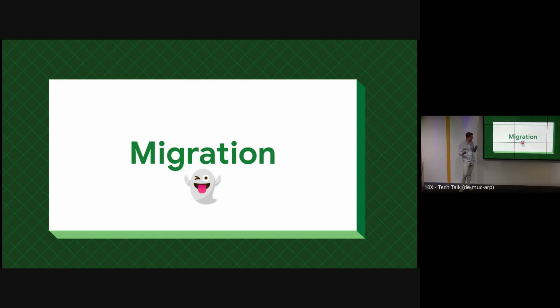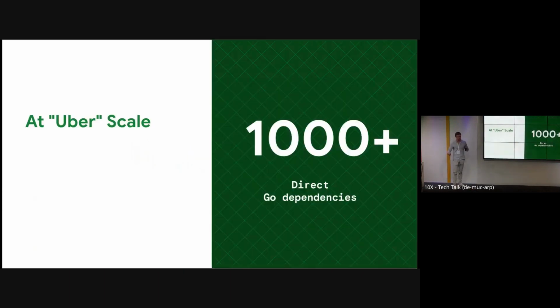Cool, now let's talk about migration. There's a ghost because it's October and migrations are scary. And at Uber scale, migrations include over 1,000 direct Go dependencies. So there's a certain level of automation that we require if we want to migrate to Bzlmod.